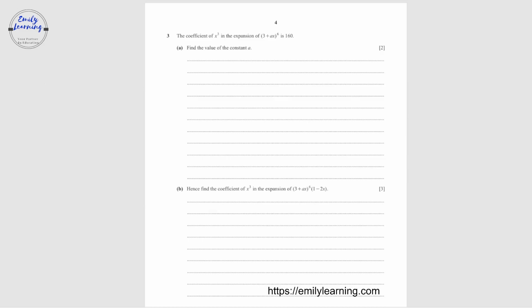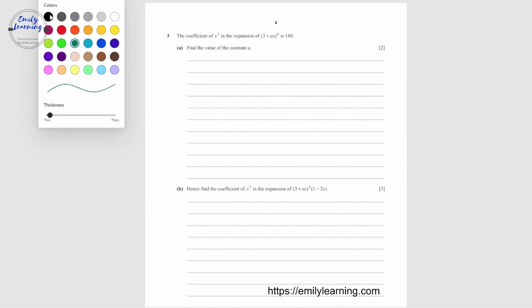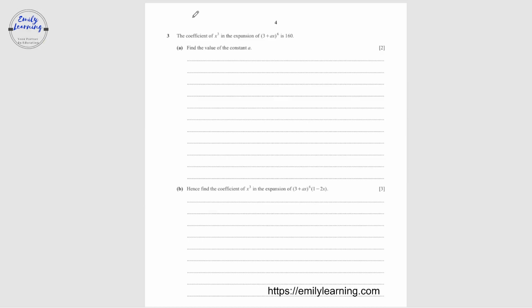Okay, now let's move on to question 3. In question 3, the coefficient of x cubed in the expansion of this is 160. So find the value of the constant A. Basically, what is this question about? It is probably about binomial expansion, right? So let's do it.